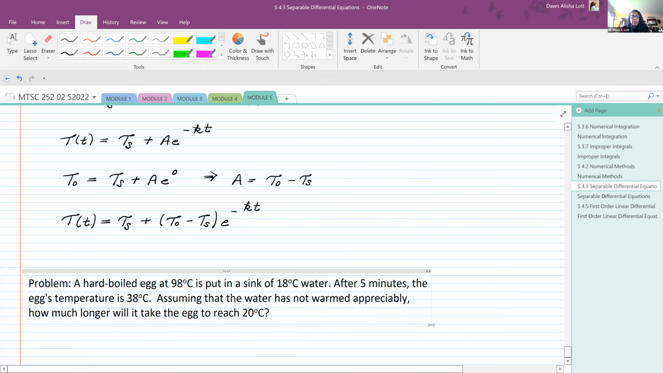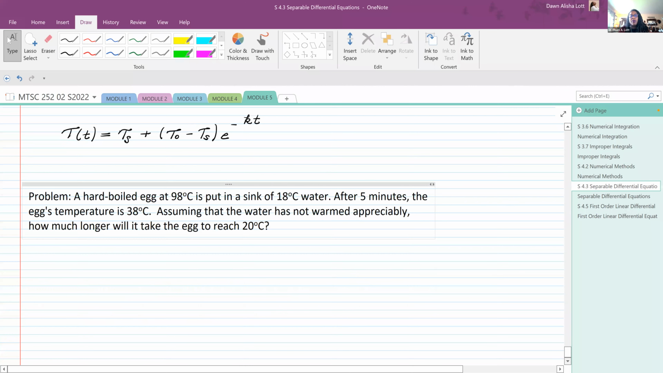Here's our problem. A hard-boiled egg at 98 degrees is put in a sink of 18-degree water. After 5 minutes, the egg's temperature is 38 degrees Celsius. Assuming that the water has not warmed appreciably, how much longer will it take the egg to reach 20 degrees Celsius? So what this is saying is, although the egg is losing heat, it's not warming up the water significantly. Kind of like if you jumped into the ocean, you're going to be losing heat, but you're not warming up the ocean by that much.